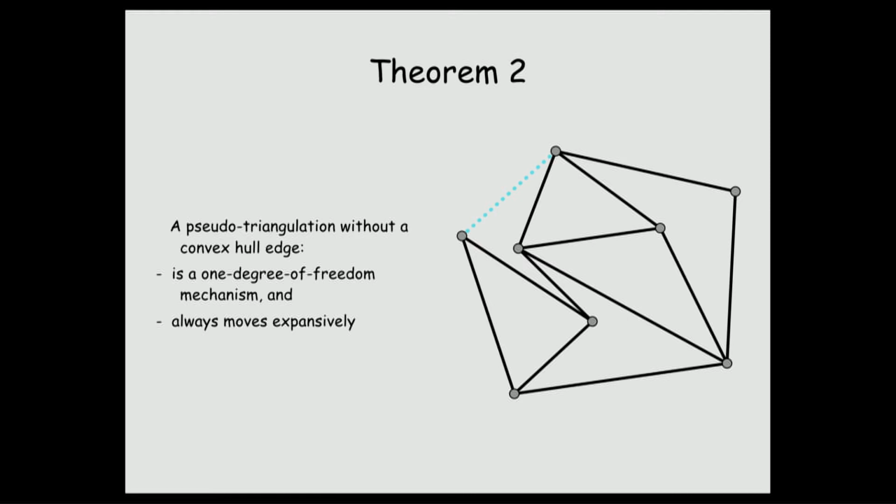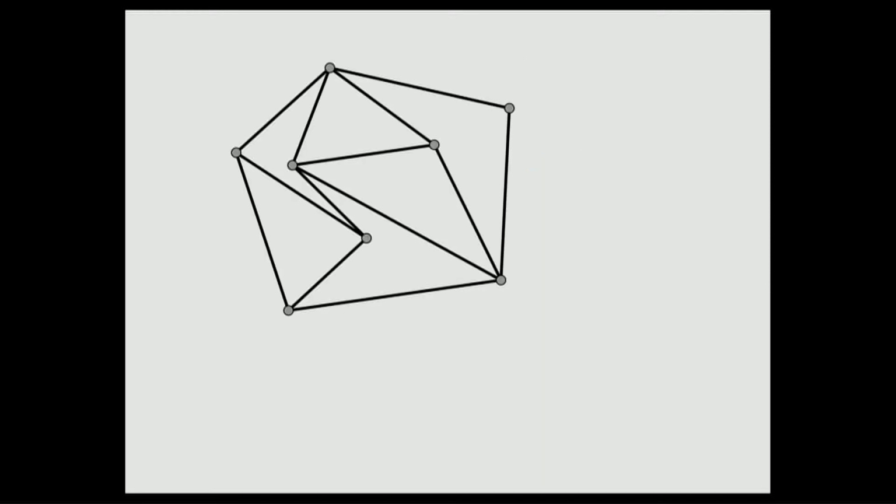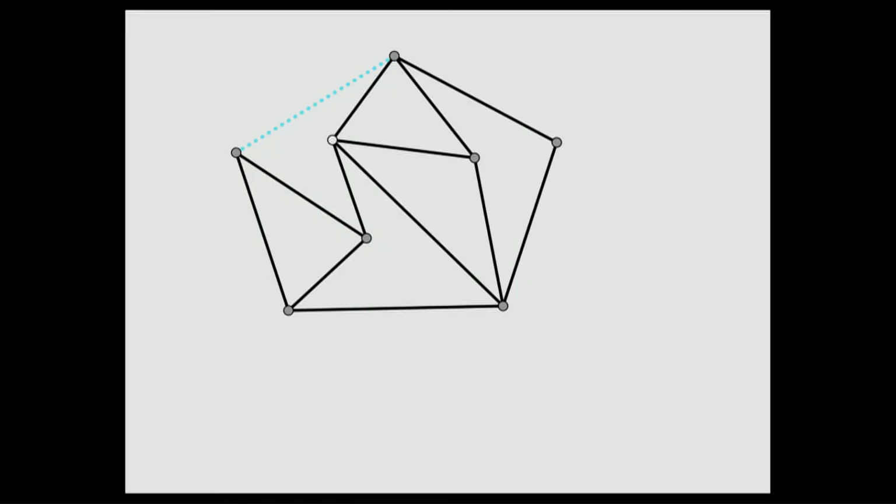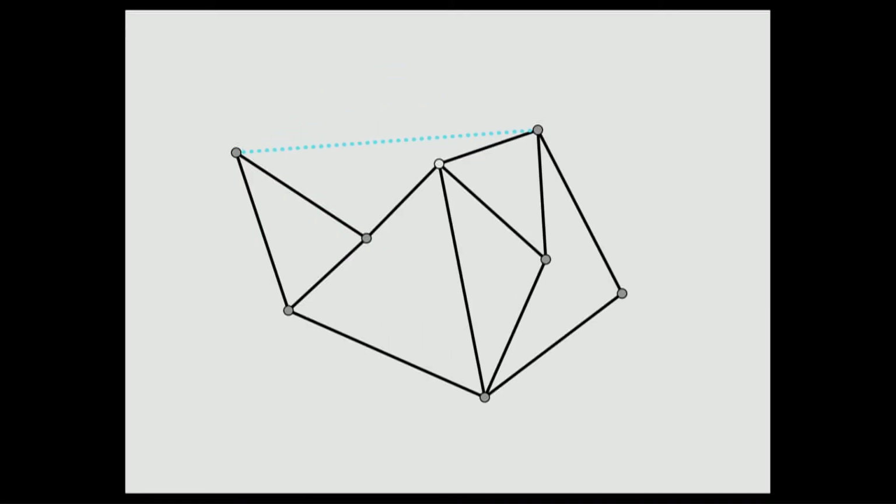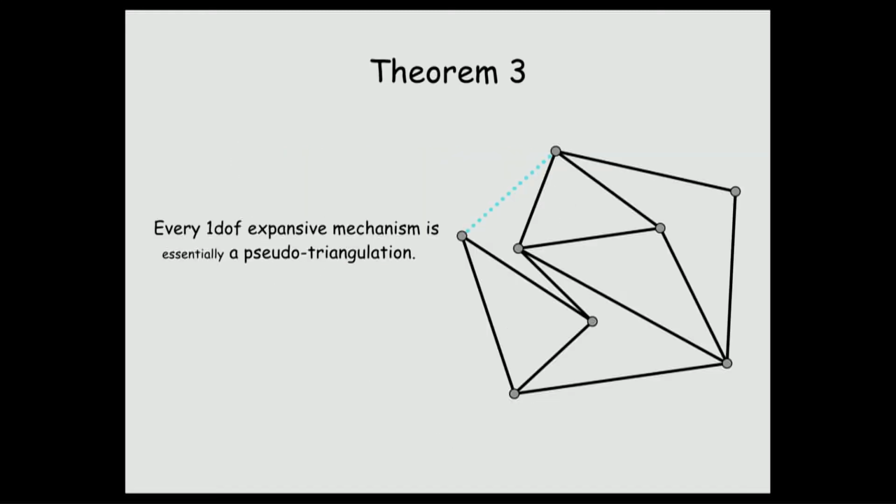It is when you remove an edge, it is a 1 degree of freedom mechanism, and it always moves expansively, and it moves without going through singularities. So we have full understanding of its degrees of freedom and of its kinematic behavior. Okay, so that's what it does here until it stops being expansive.